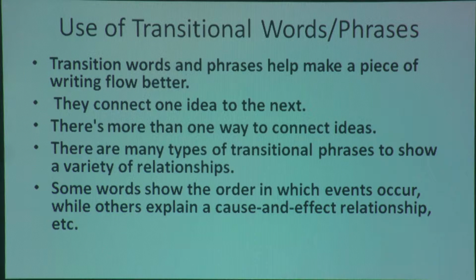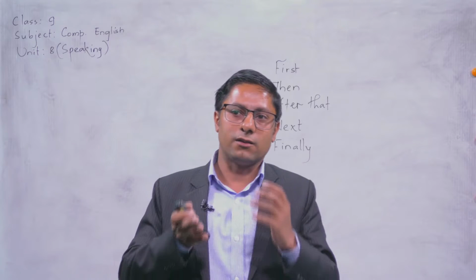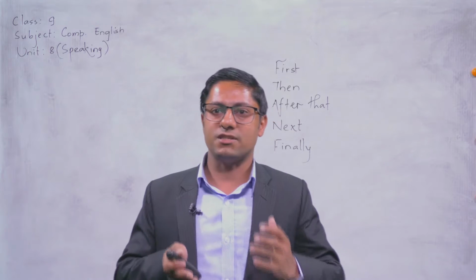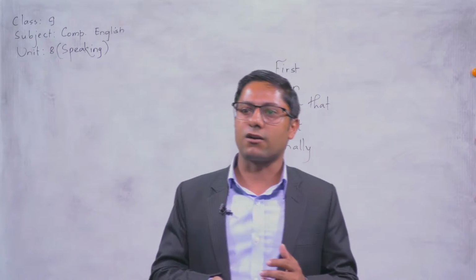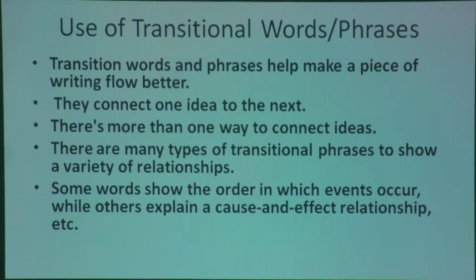For example, you see there, some words show the order, as we already discussed, in which events occur. They show the order of the events. First what happened, then what took place next, after that what happened. In this way, the events are kept in order. Similarly, some others are used to explain a cause and effect relationship. Some other transitional words can be used to show the cause and effect relationship.